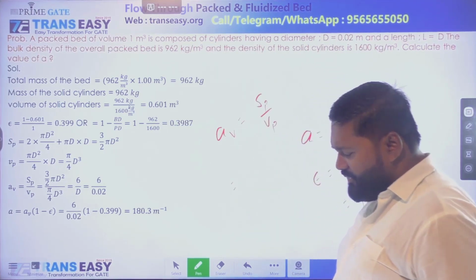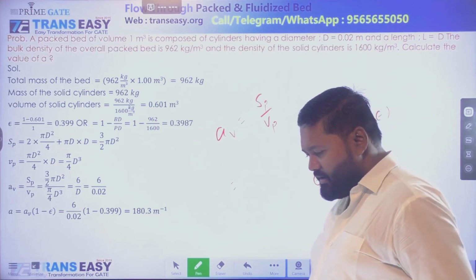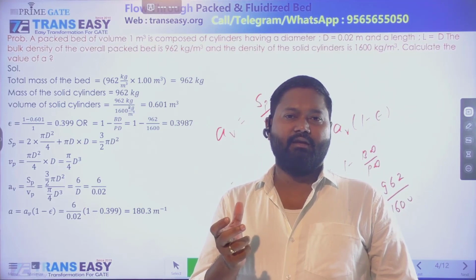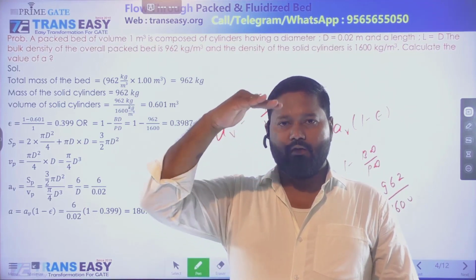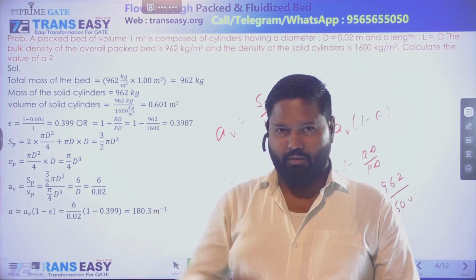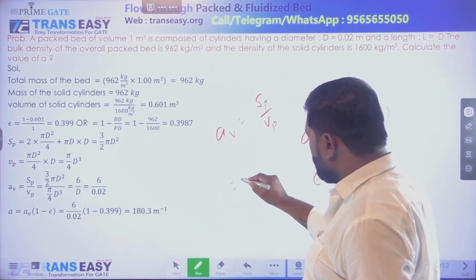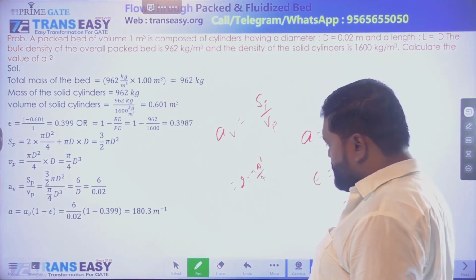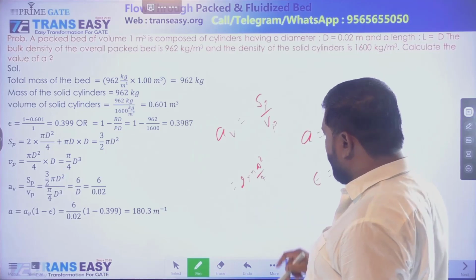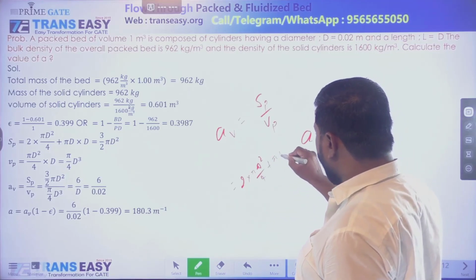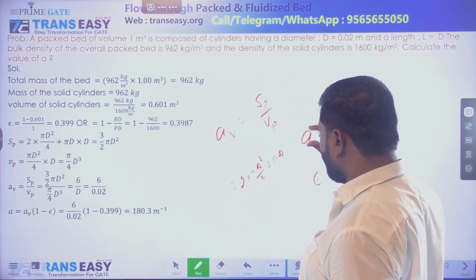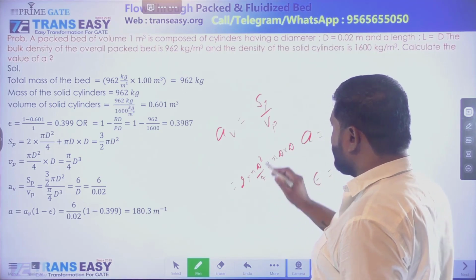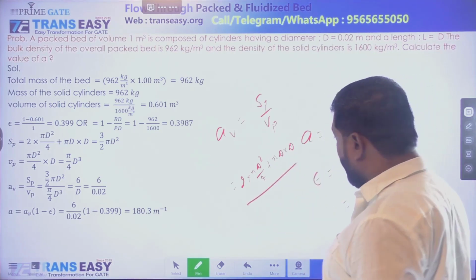Sp, the surface area of a cylindrical particle, is the surface area of the curved portion plus the area of two circles at the top and bottom. So 2 times pi d square upon 4, the top and bottom circular surface area, plus pi d into the height of the cylinder, the length of the cylinder, which is also equal to the diameter. So this is the total surface area of the cylindrical particle.